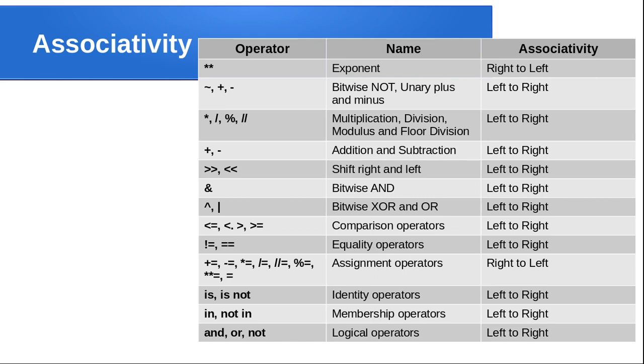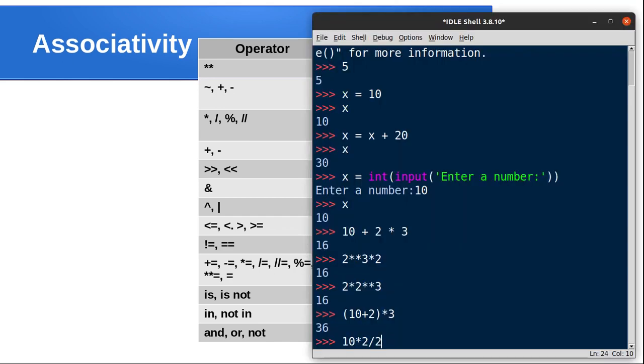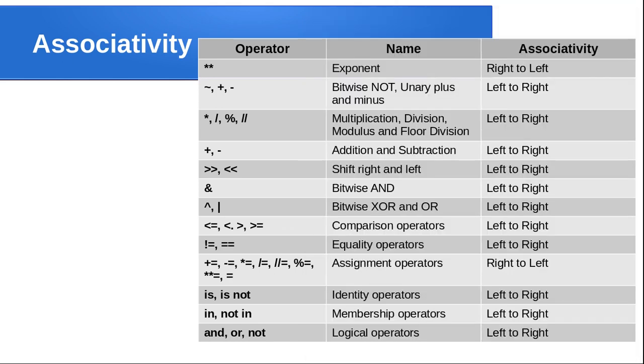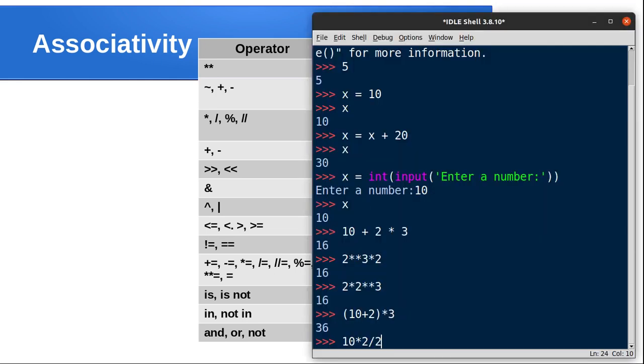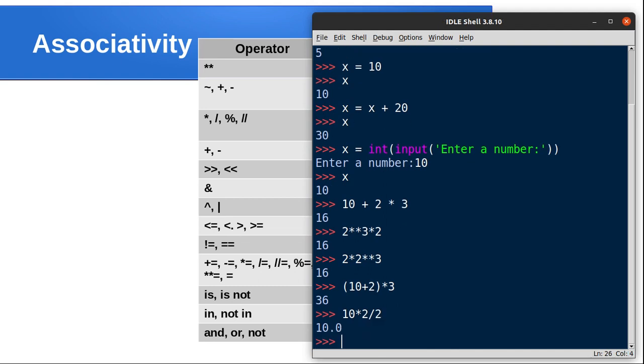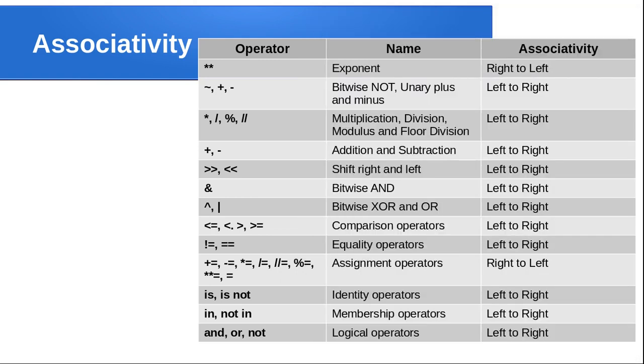Okay, so consider this expression: 10 into 2 divided by 2. The associativity is left to right, so the multiplication operation takes place first. 10 into 2 is 20. Then 20 divided by 2 is 10.0, because this is not floor division, it is normal division, so it always returns the result as a floating point. Okay, so this is associativity.